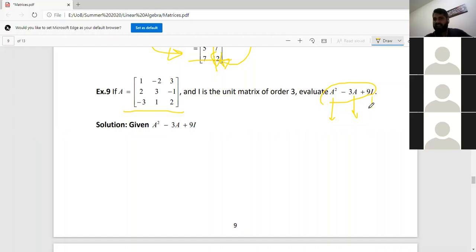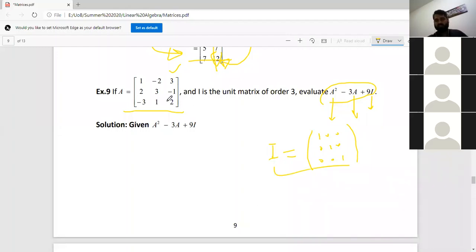And then plus 9I. What is I? I is the identity matrix, and the identity matrix has to be of the same order as A. A is 3 by 3, so the identity matrix is 3 by 3: 1 0 0, 0 1 0, 0 0 1. So this will be your identity matrix. The order has to be the same.